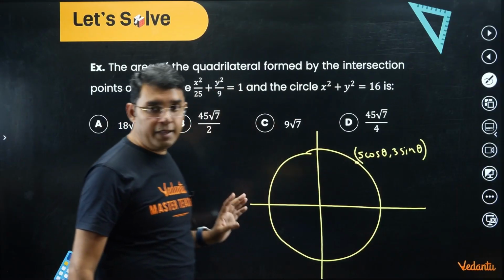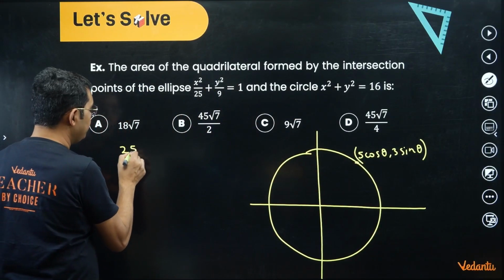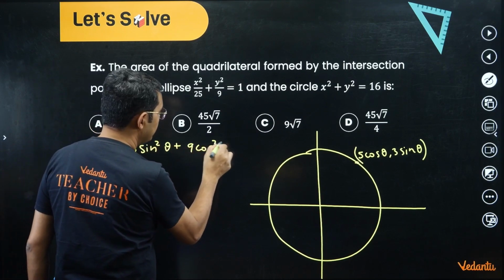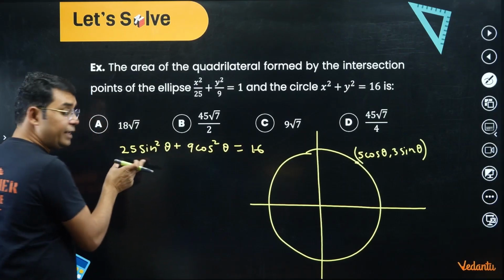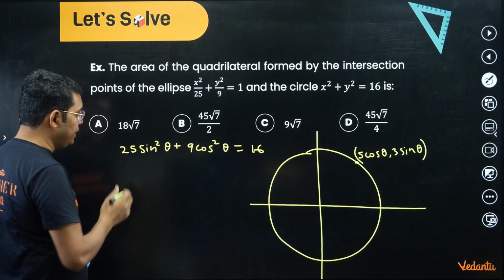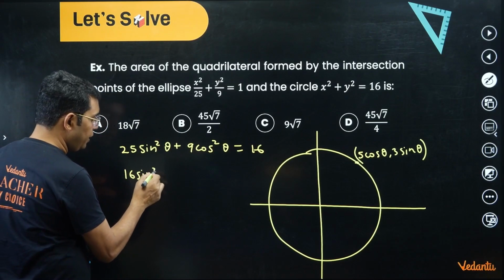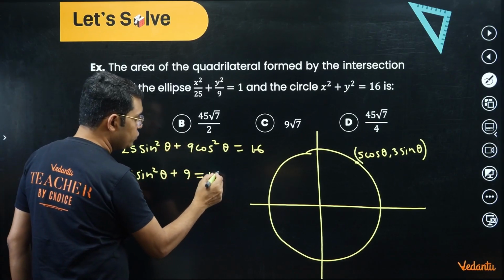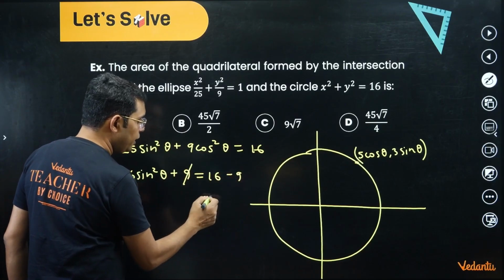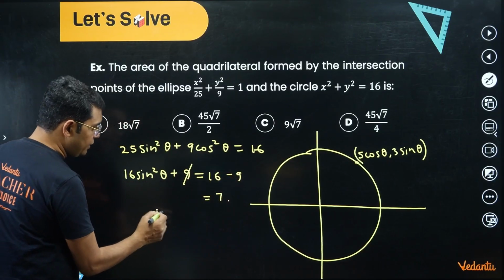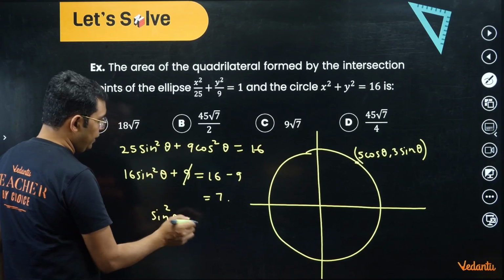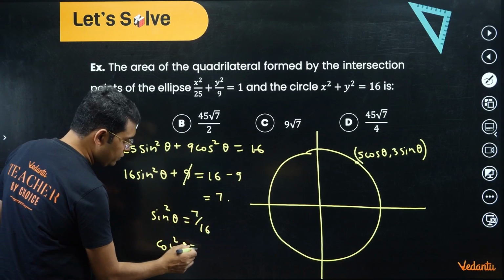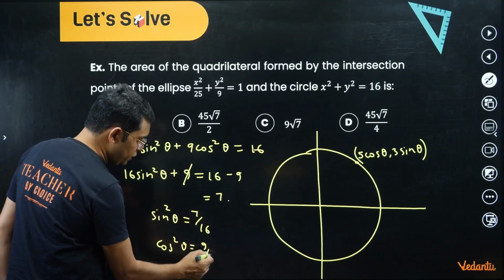Now this should satisfy the equation of the circle. So it will be 25 cos square theta plus 9 sin square theta, and that is equal to 16. I can split 25 as 9 plus 16. So 16 cos square theta plus 9 sin square theta plus 9 cos square theta is nothing but 9, equal to 16. You can take this 9 to the other side. You will get this to be 7. So the value of sin square theta is coming out to be 7 upon 16, and cos square theta will be just 1 minus sin square theta, so 9 upon 16.